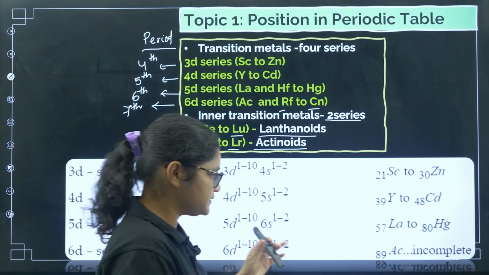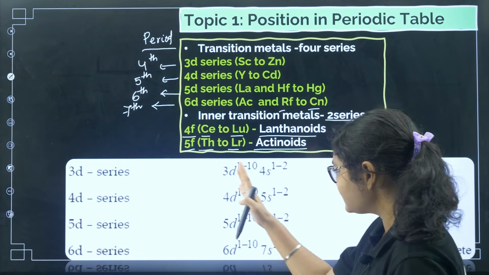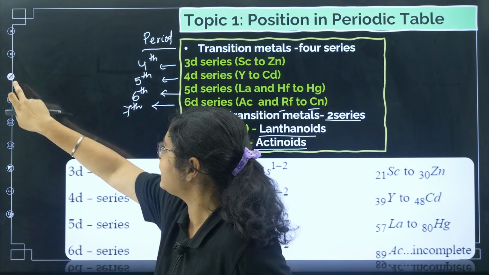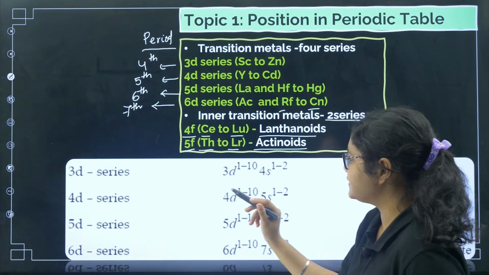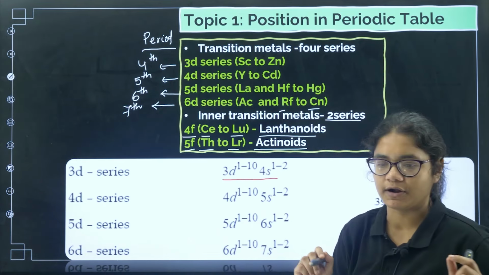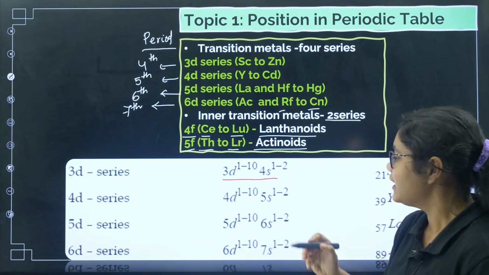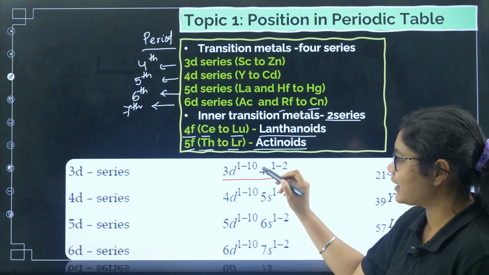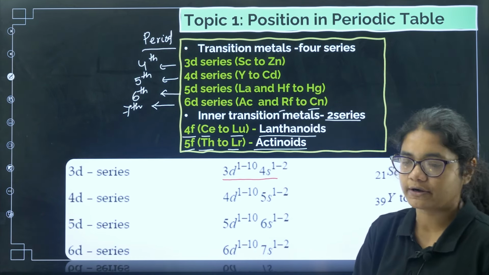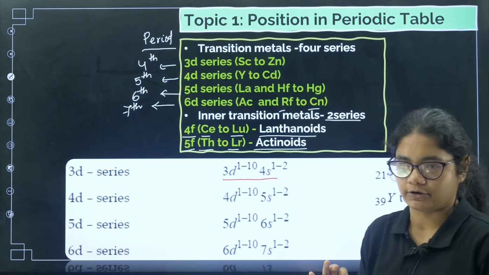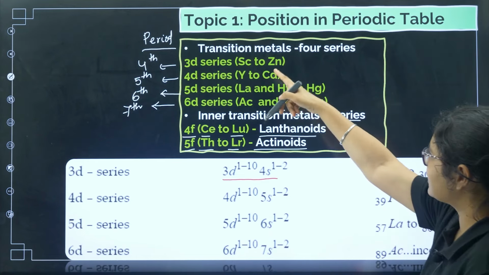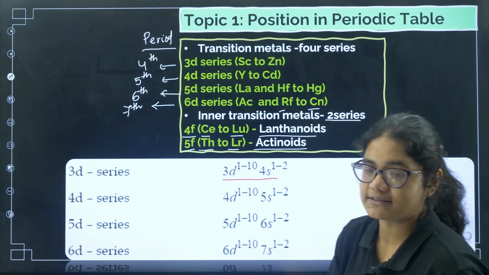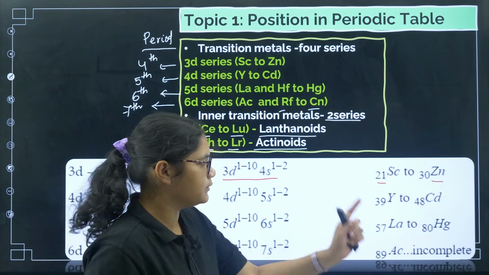Now I'll tell you this one, you can see this is the general electronic configuration. We'll discuss this in detail, okay. So now you see, in 3D series the electronic configuration is 3D 1 to 10 and 4s 1 to 2, okay. Means 4s can have either 1 electron or 2 electrons, and 3D 1 to 10 means 3D can have 1 electron or 2 electron or 3 electron or up to 10 electrons. Now here the elements starts from scandium, whose atomic number is 21, and ends at zinc, whose atomic number is 30. Scandium to zinc, okay, 21 to 30.